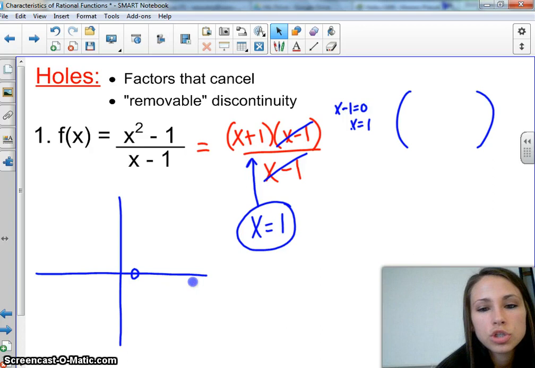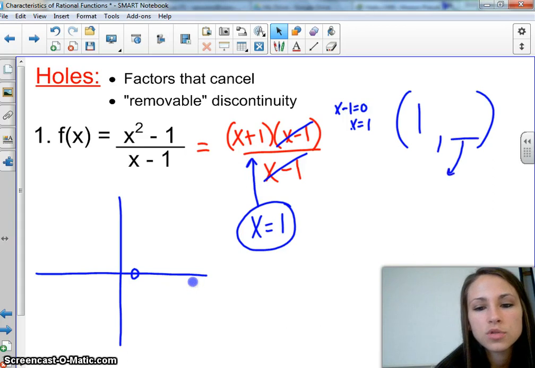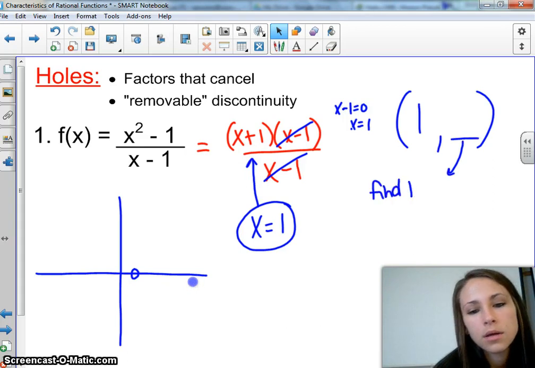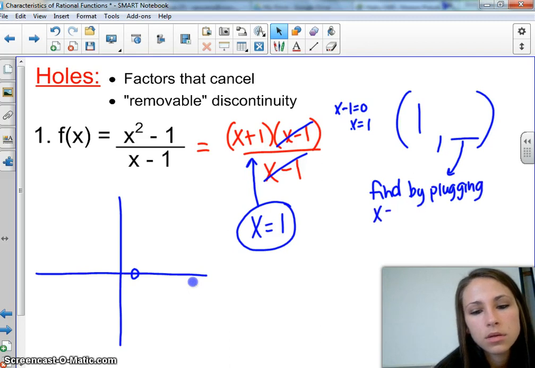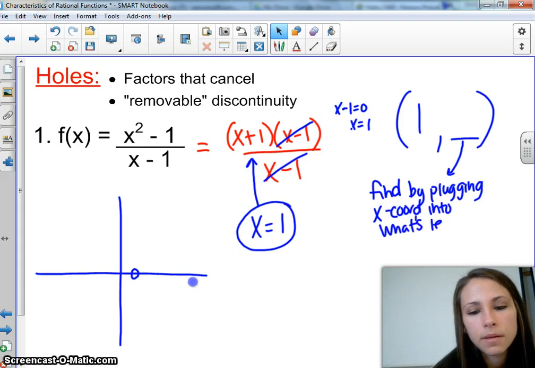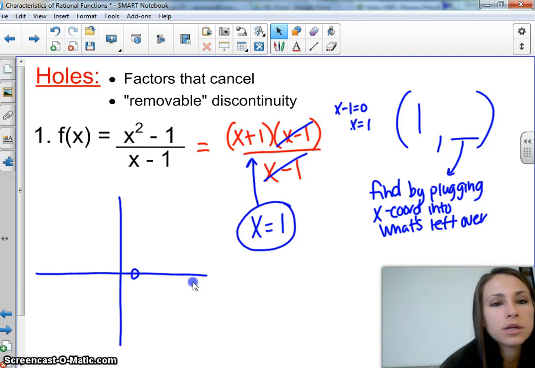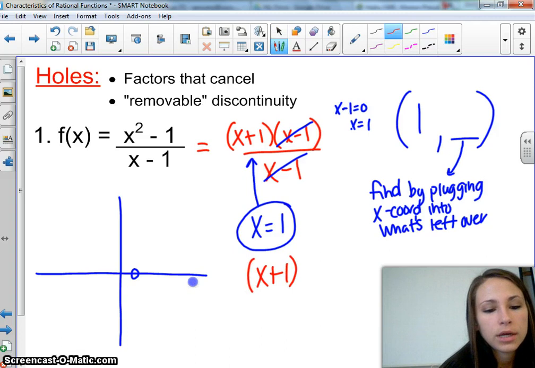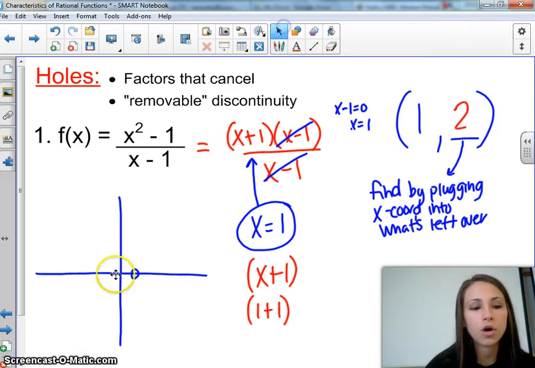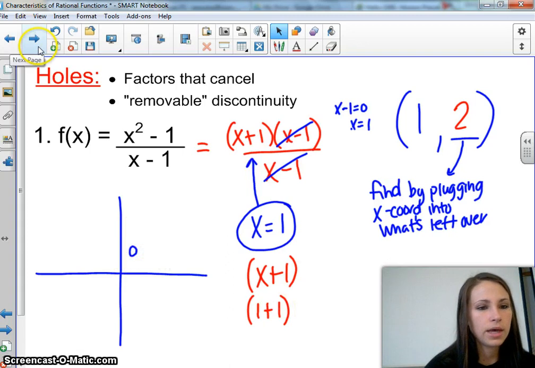So your x coordinate is just your 1, and your y coordinate you find by plugging the x coordinate into what's left over. Okay, so I'm going to plug this into what's left over. What's left over is going to be that x plus 1. And so if I plug in 1, I would have 1 plus 1, which is just going to give me 2 for the coordinate. So if I were to go graph the hole in the graph, here's my open circle. I would go over 1, up about 2, so there would be a hole in the graph right there at 1, 2. So that is how we find holes.